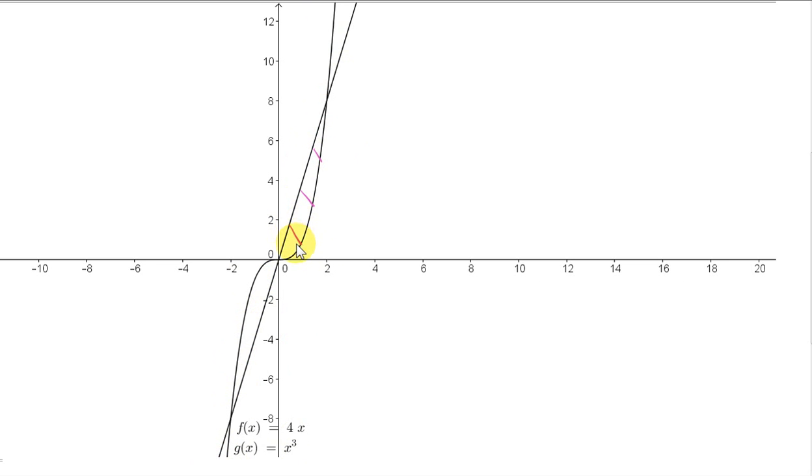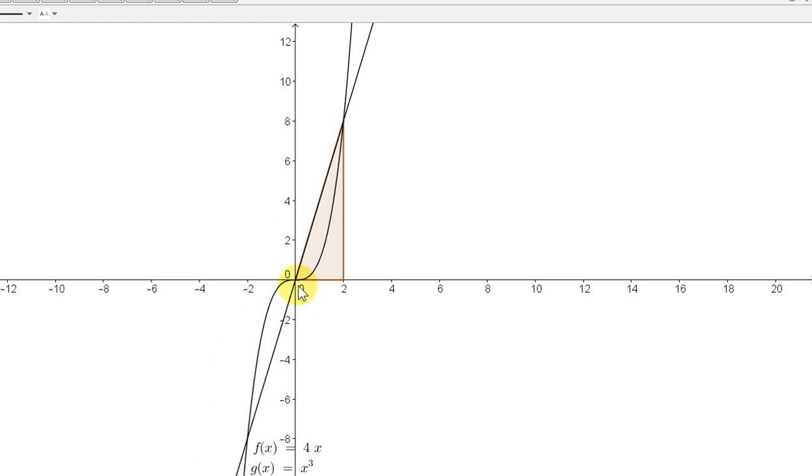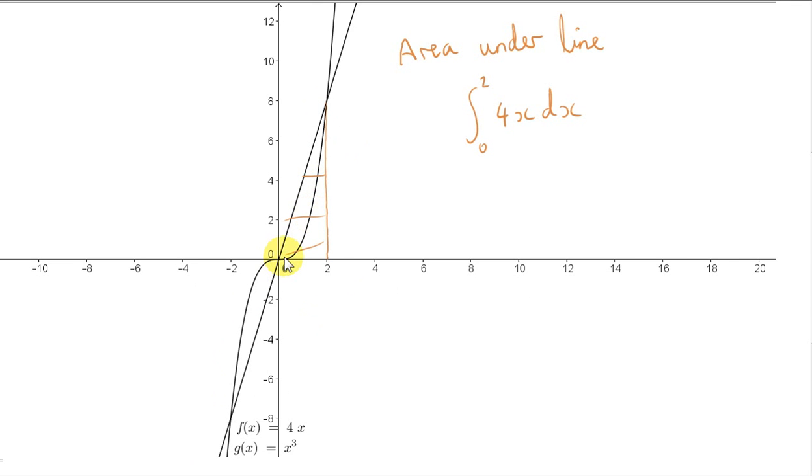So we only need to concern ourselves with this part, and then we just double it to get the total area. So we start by getting the area under the line from x equals 0 to x equals 2. That area is the integral from 0 to 2 of 4x dx. 4x is the equation of the line. And you see 4x is entirely positive for all values of x running from 0 to 2. So we are going to get a positive answer for this integral.